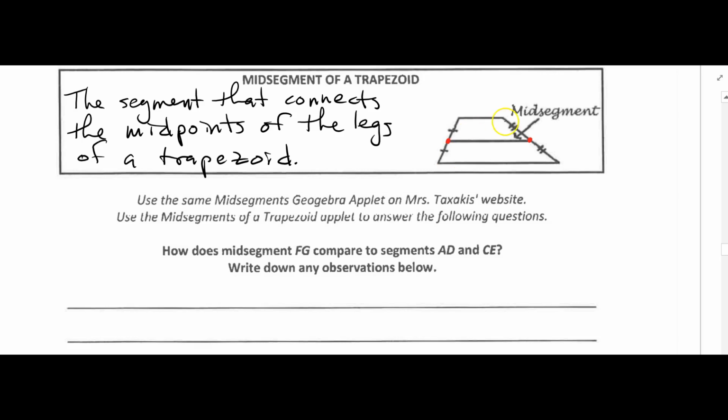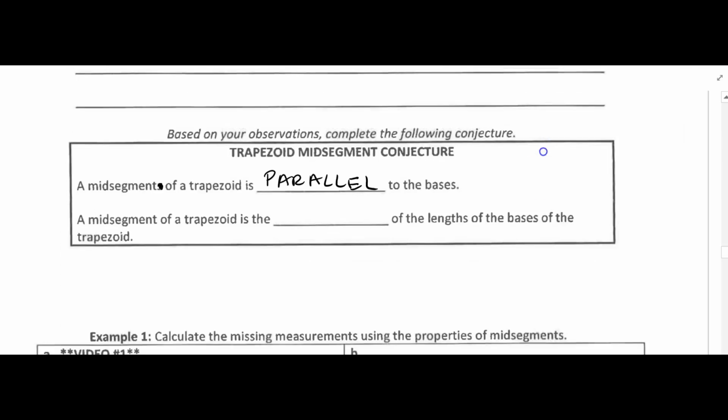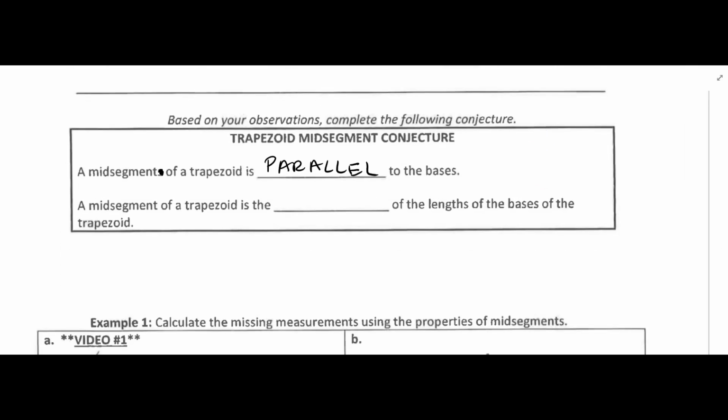When we draw in that midsegment, we're going to get some corresponding angles, some same side interior angles, and some linear pairs. So keep all that in mind when you're solving the problems. And there's a relationship between the midsegment and both bases.